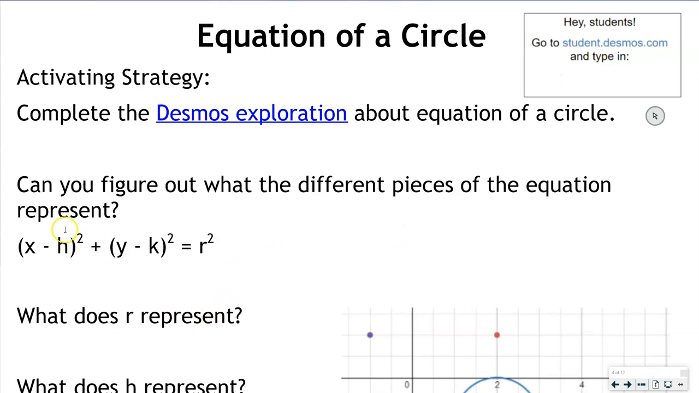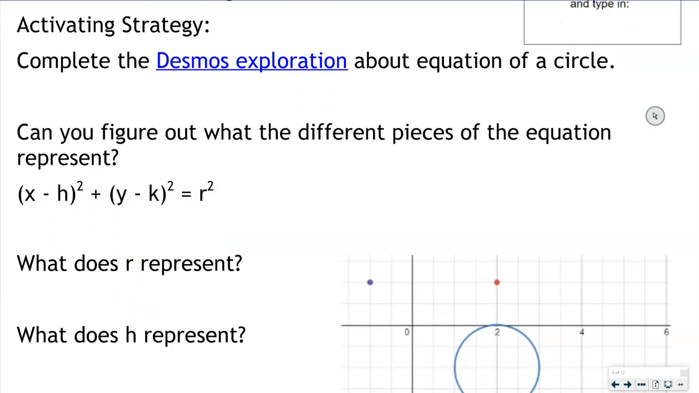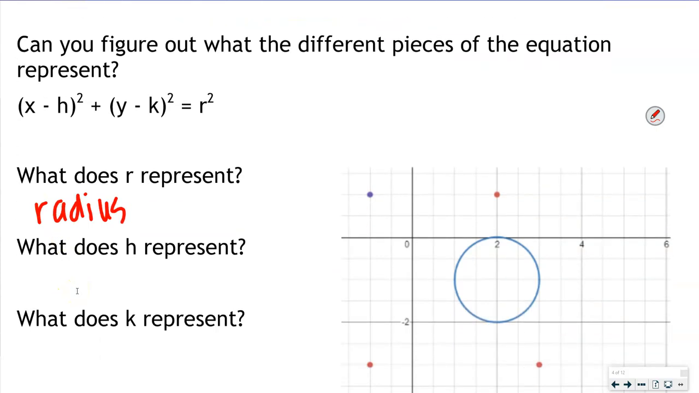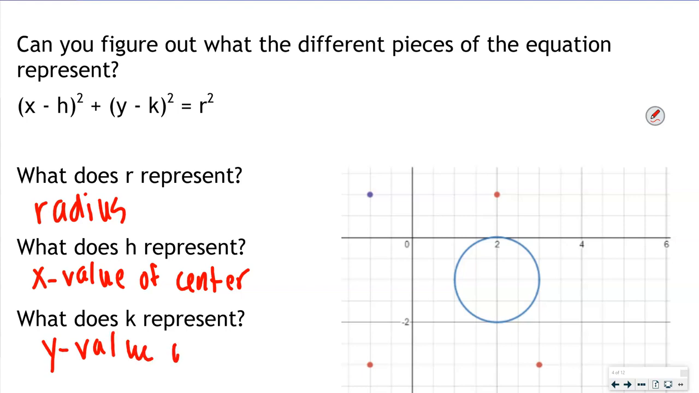Okay, so can you figure out what the different pieces of the equation represent? (x minus h) squared plus (y minus k) squared equals r squared. What does the r represent, guys? Yep, it represents the radius, okay? So that's what r represents, the radius. What does h represent? It's the x value of the center. And the k is the y value of the center.